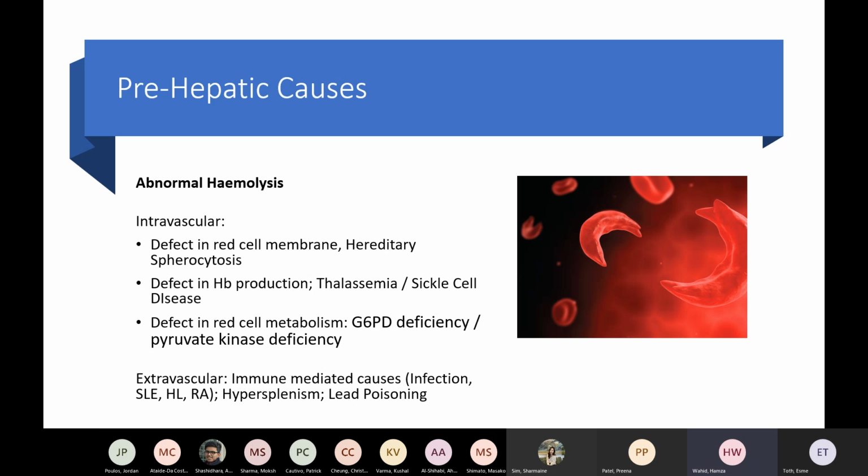But yeah, so prehepatic causes, anything that can cause more breakdown of blood cells. So just as a quick thing, can you guys throw out anything that you think can cause more breakdown of blood cells? Hint, look at the image. Yeah, the image is one big clue. Sickle cell? Sickle cell anemia, exactly, yeah.